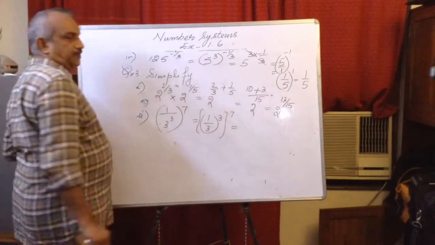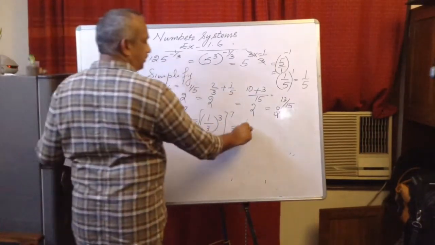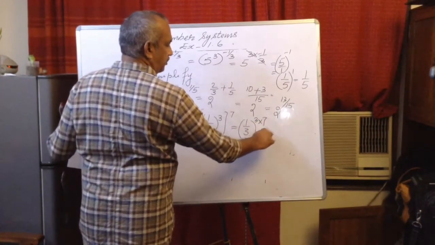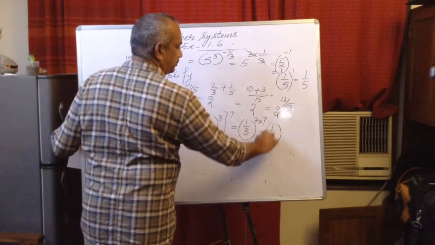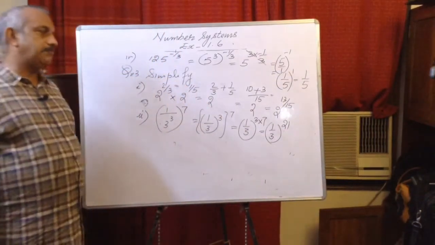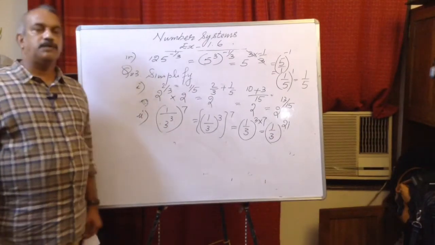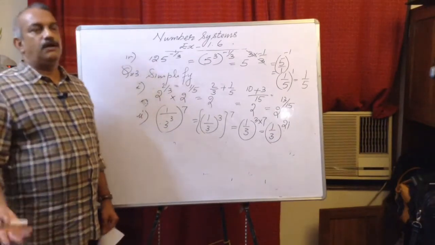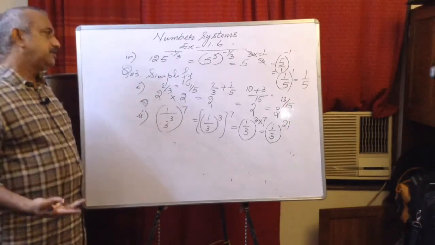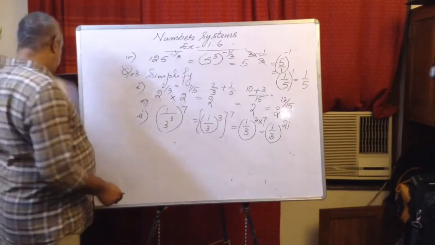Now power of powers will get multiplied. 1 upon 3 the whole raised to 3 into 7, or 1 upon 3 the whole raised to 21. Now 21 times you don't need to multiply. So you will leave the answer with power only. If the power is 3 or 4, then you can simplify. Beyond that you can leave in exponential form.